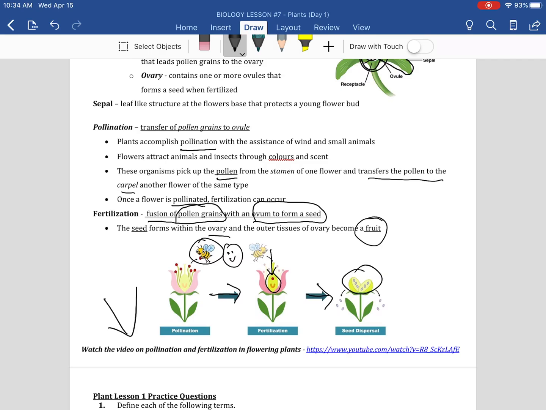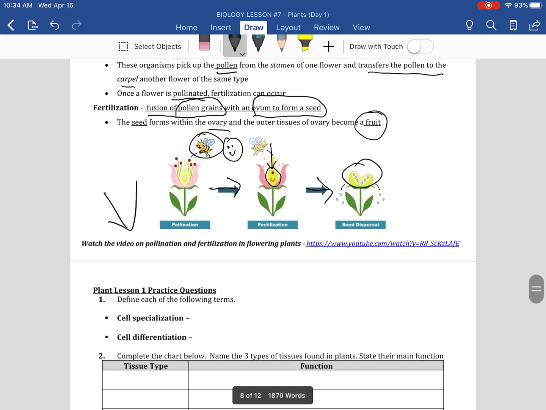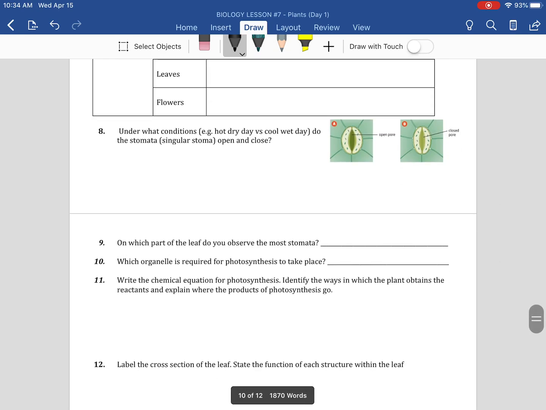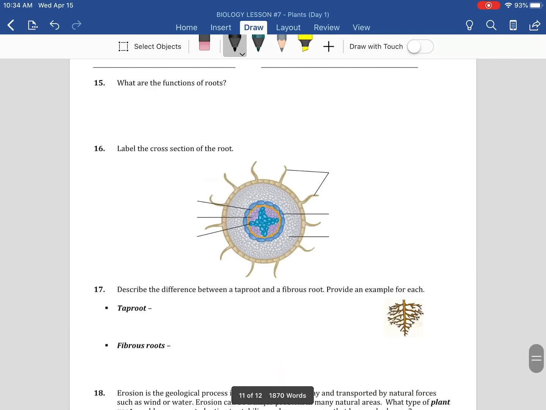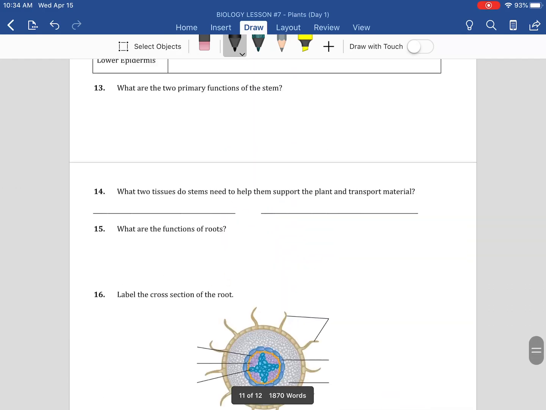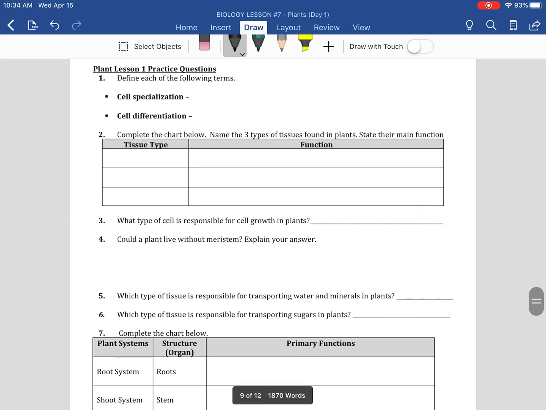You can watch the video here to show pollination and fertilization. And then you have here a couple of practice questions that you guys can talk about, learn about, and fill in to answer. All right, guys?